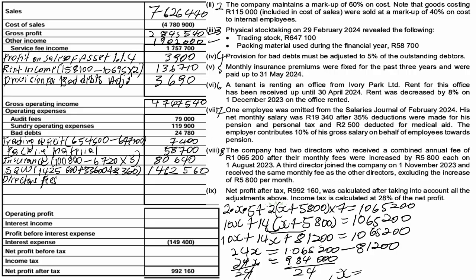So 24 will cancel 24. X equals, the director's fee is how much? 41,000, right? It means now those two directors, they were getting how much? 41,000 a month before the increase of 5,800. So we are told that this new director joined the company from when? The 1st of November, December, Jan, Feb, right? So we only had this new director for how many months? For 4.